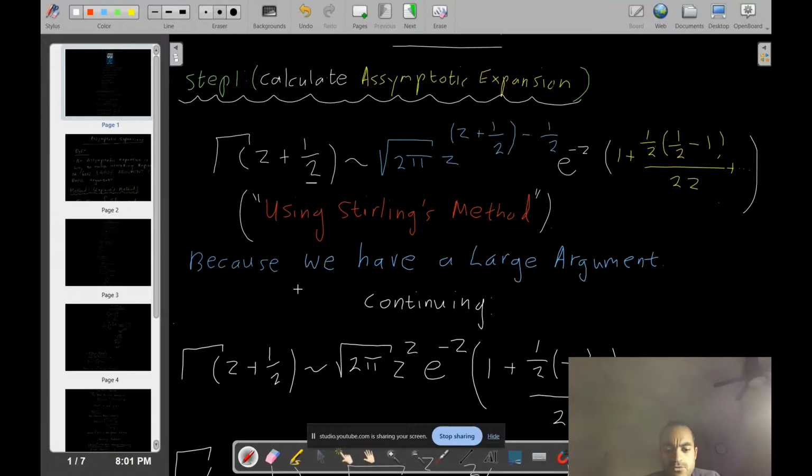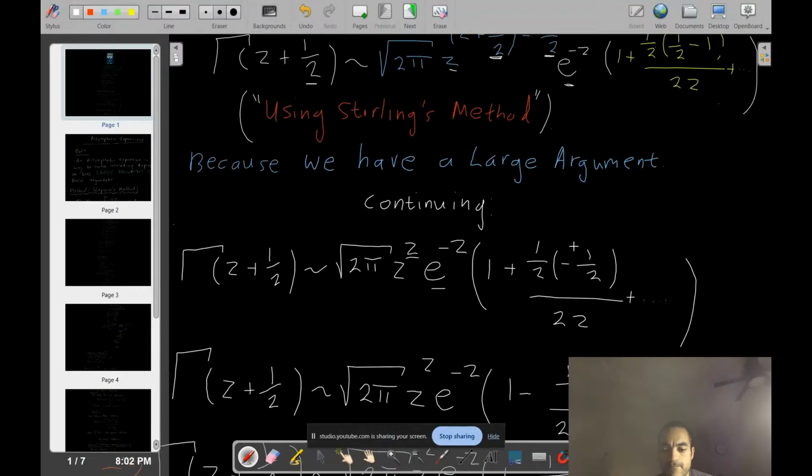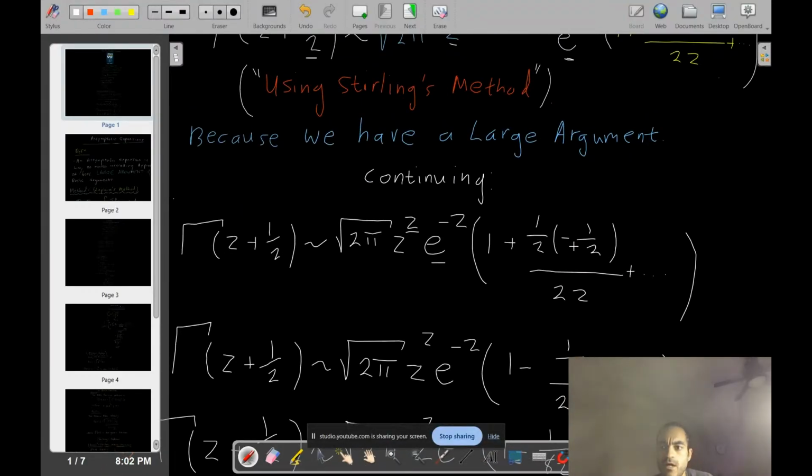Now, as you can see here, all I'm doing is cleaning everything up. I'm saying root 2 pi times z to the power of z. Why? The 1/2 and negative a half cancel, so it's now just left with z to the power of z, which corresponds to this z here. Then it's multiplied by e to the negative z, then in parentheses 1 plus 1/2 times negative a half all over 2z, plus dot dot dot.